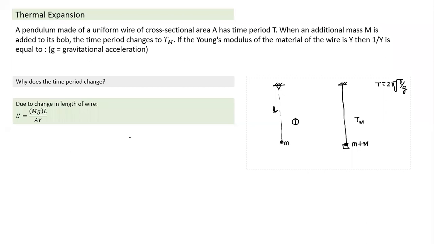So what will be the increase in length here? L dash is the change in length. So change in length will be equal to mgl by AY. This L dash indicates change in length of the wire. L was the original length. So how is time period related to length? I can write Tm by T square is equal to L dash by L square. But basically, sorry, in this case, L dash is Lm.